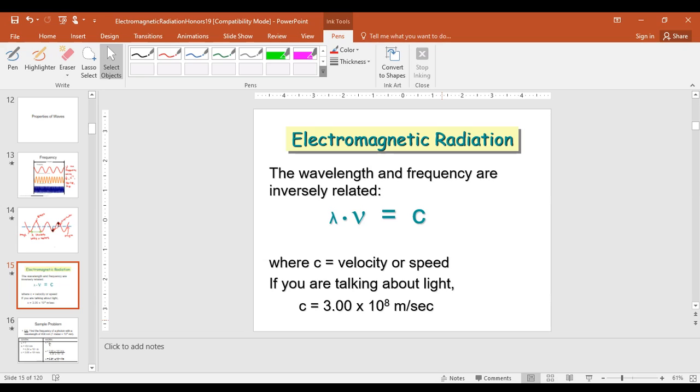Now, obviously, sound does not travel at that same speed. So if we were talking about sound, we would be using a different speed for the speed of sound. Okay, so I want you guys to write this equation down. And now we're going to work on a few problems that you're going to be seeing on the worksheets on Google Classroom.